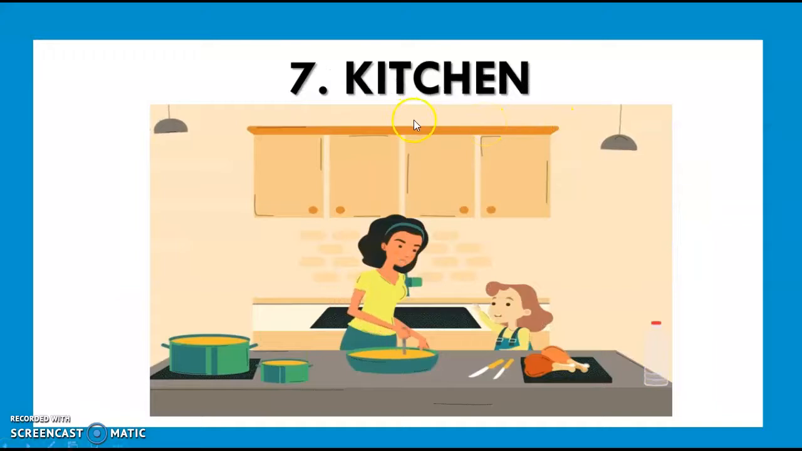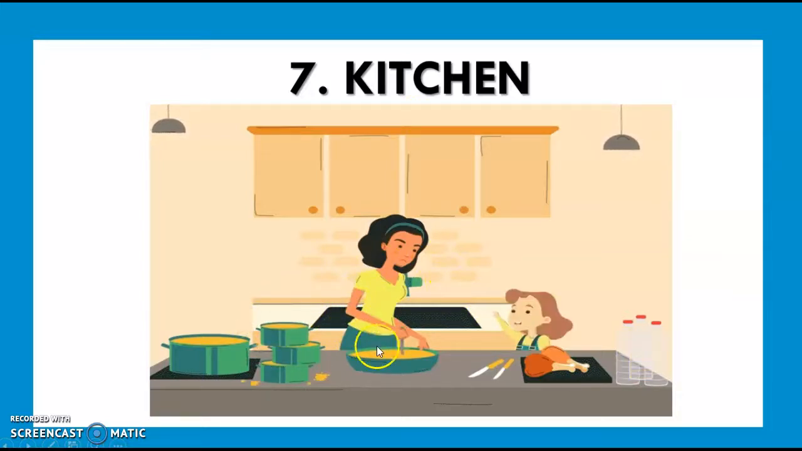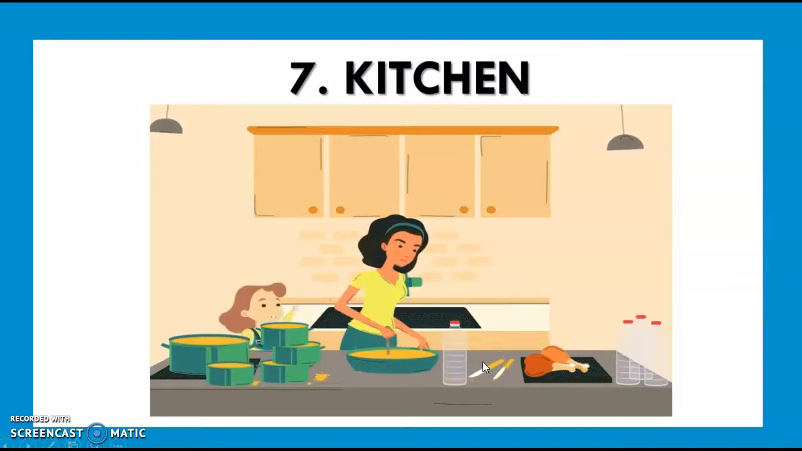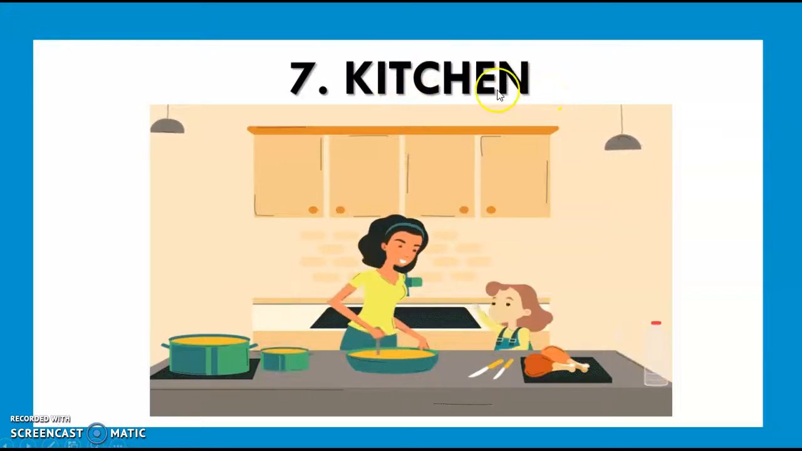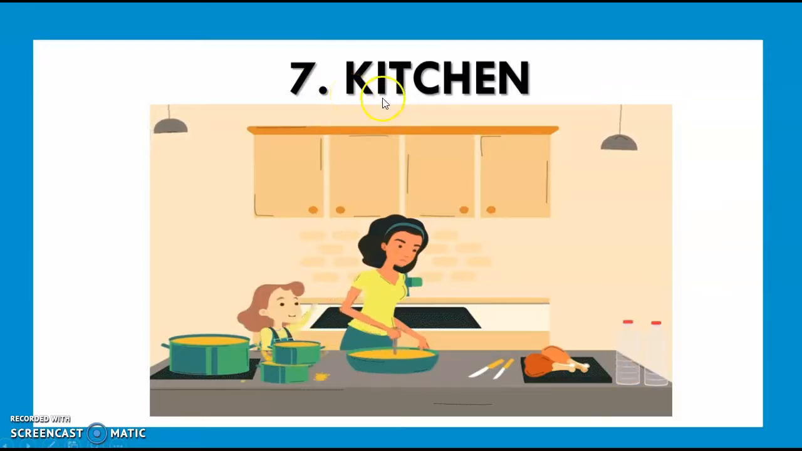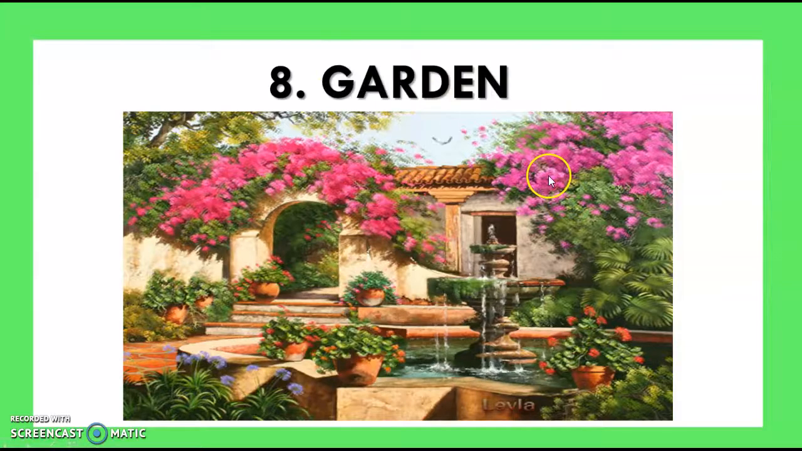There is a mother is cooking while her daughter is helping her at the kitchen. Okay, ada seorang ibu tengah masak. Lepas tu ada anak perempuan dia nak tolong masak kan? Alright, what is kitchen in Malay? Kitchen is dapur. Okay, dapur. How to spell kitchen? K-I-T-C-H-E-N. Kitchen. Alright, the next one.